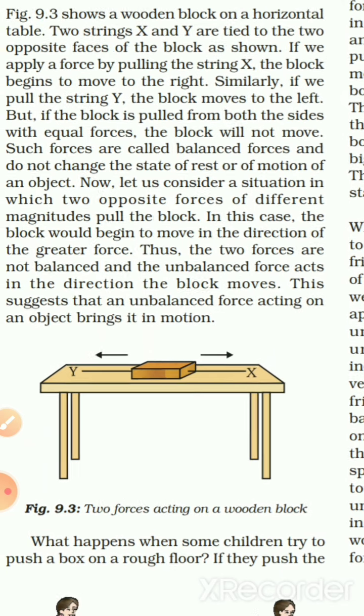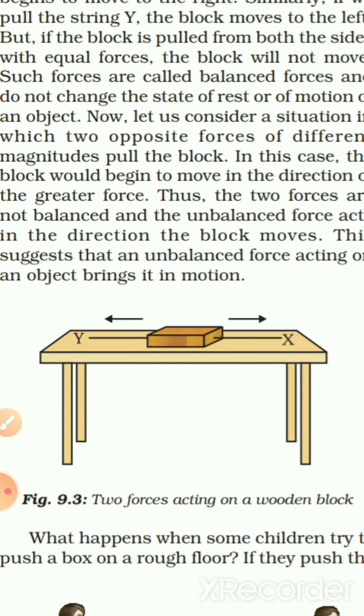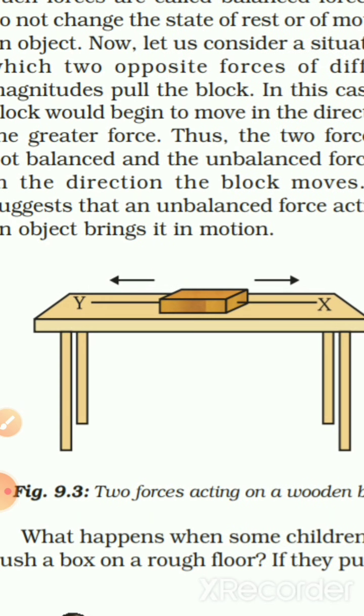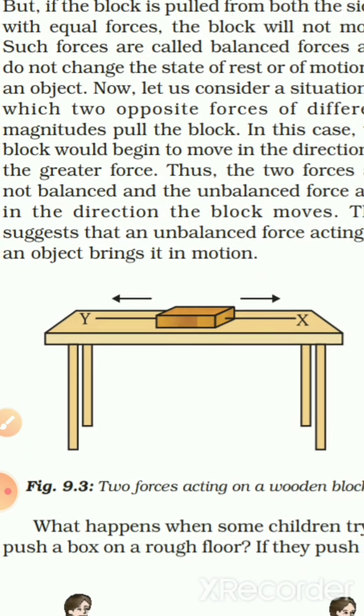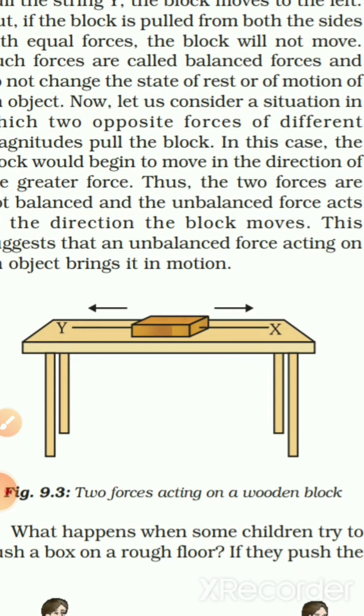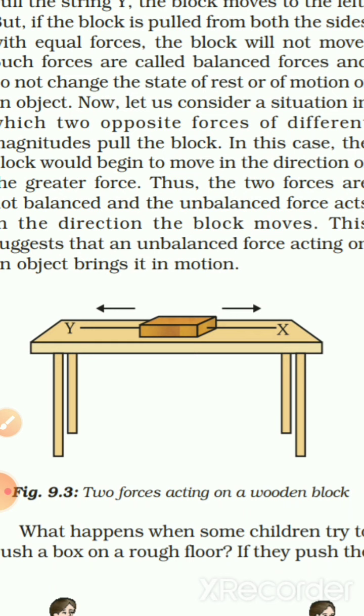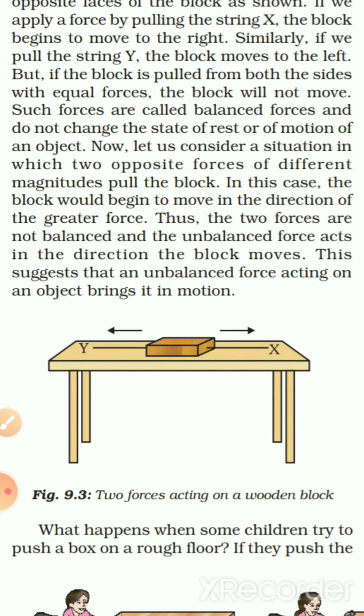I have taken the same example, that is a wooden block placed over a horizontal table and tied with two strings X and Y in opposite directions. We are applying some external force in order to move the block by using these strings X and Y. In the previous case, we applied equal forces in opposite directions so that there was no change in the state of the object.